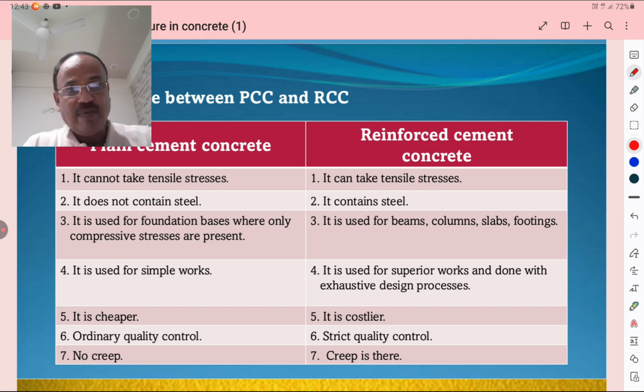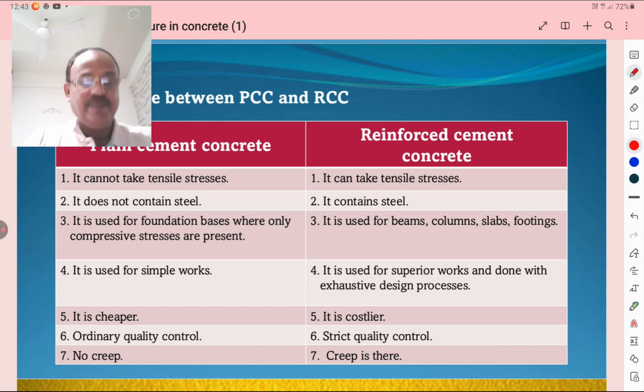PCC is used for foundation bases where only compressive stresses are present, because concrete is dominant in resisting compression. And reinforced cement concrete is used for beams, columns, slabs and footings. PCC is used for simple works, but RCC is used for superior works done with exhaustive design parameters. PCC is cheaper, RCC is costlier. Ordinary quality control is there for PCC, but for RCC strict quality control is needed. No creep in PCC, but in RCC there is creep.